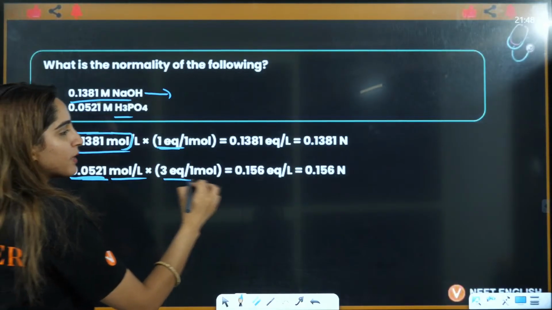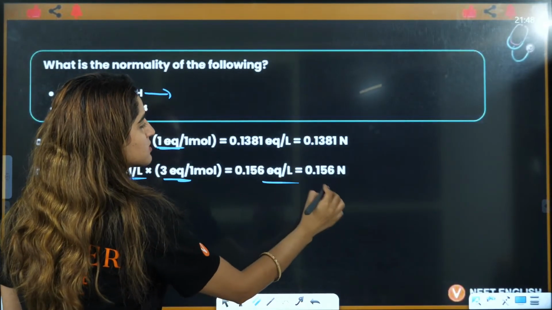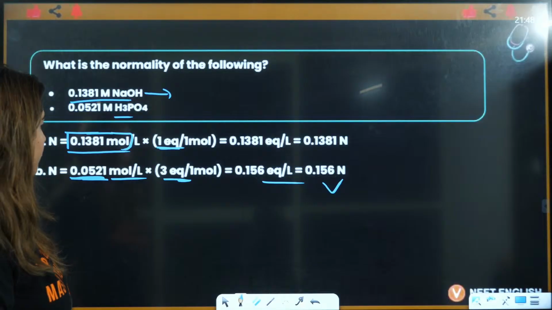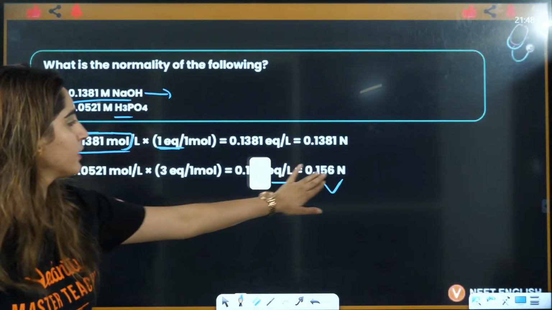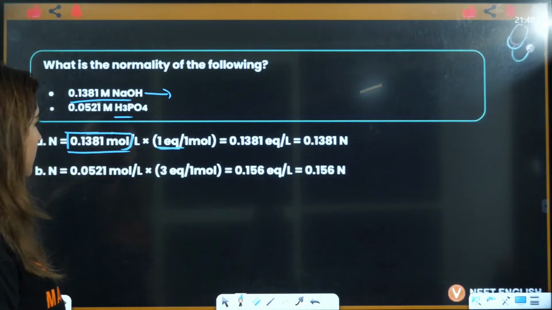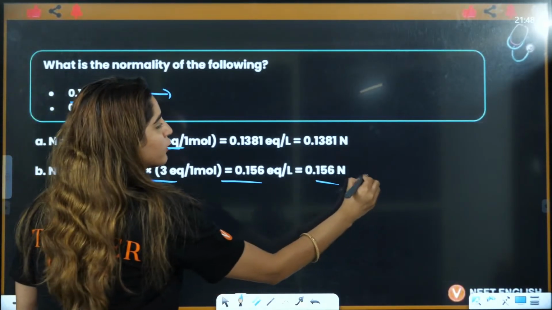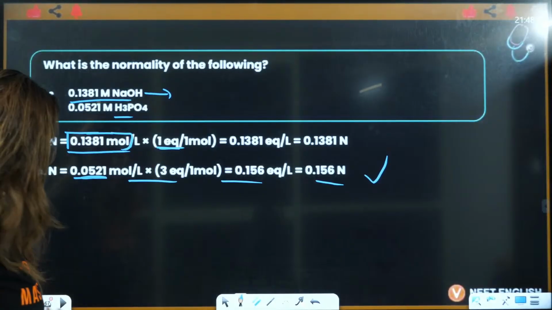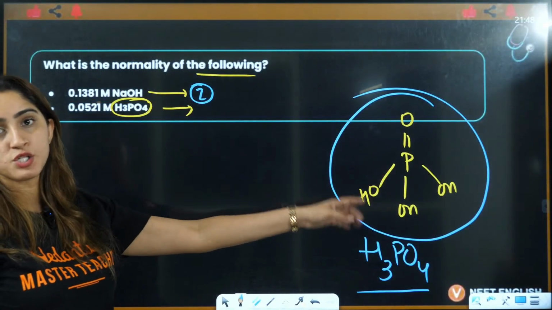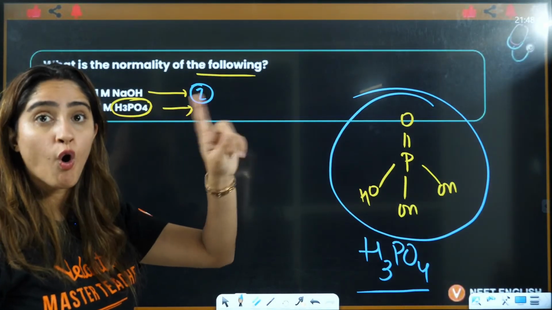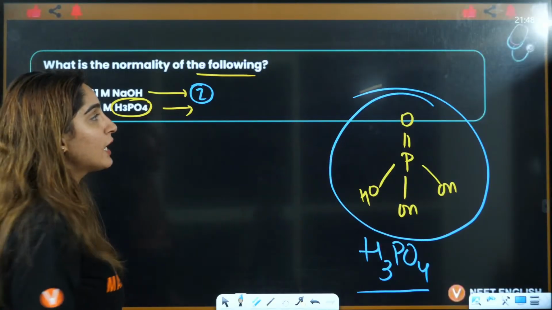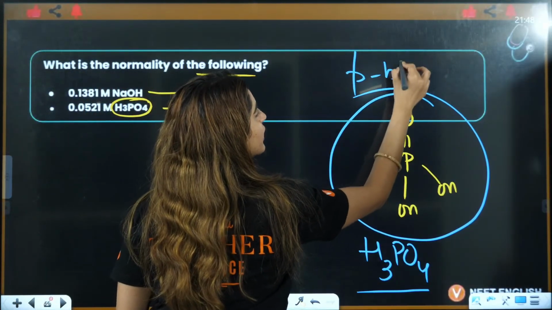So multiplied by 3 and you will get your answer here. Wait a minute, 3 equivalent, na? You have this. Okay? This is 0.0, this multiplied by 3 and you will get the answer, right? So I have already drawn this for you as well so that you're able to understand phospho-oxo acid. This we will study in P block.